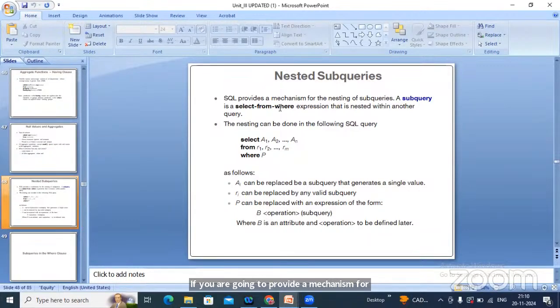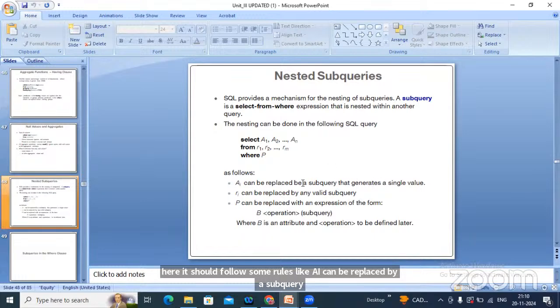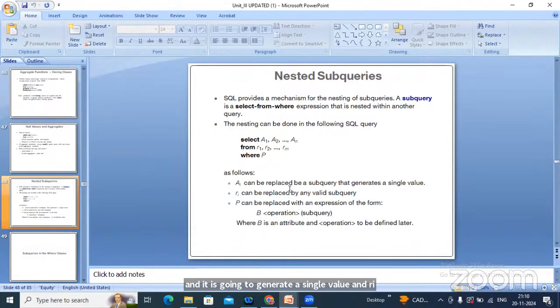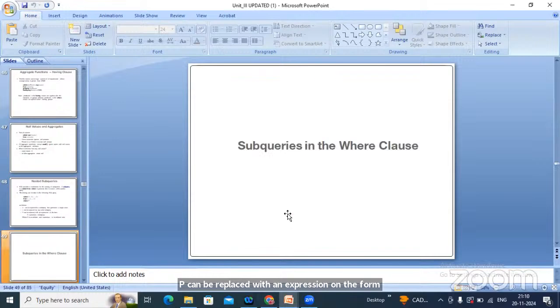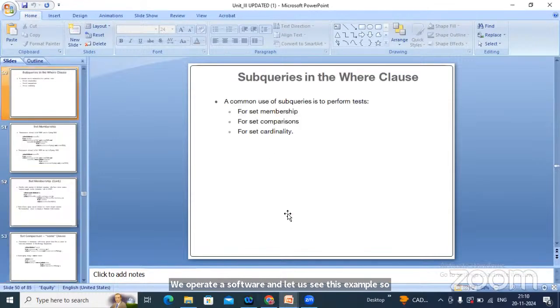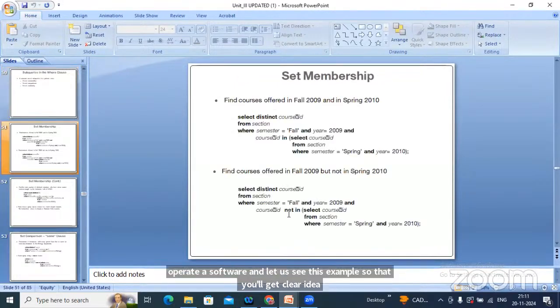A subquery is a select-from-where expression that is nested within another query. It should follow some rules: a value can be replaced by a subquery that generates a single value, and a relation can be replaced by a valid subquery. A predicate can be replaced with an expression of the form expression, operation, subquery. Let us see an example so that you get a clear idea. You also need to follow some rules to create subqueries.